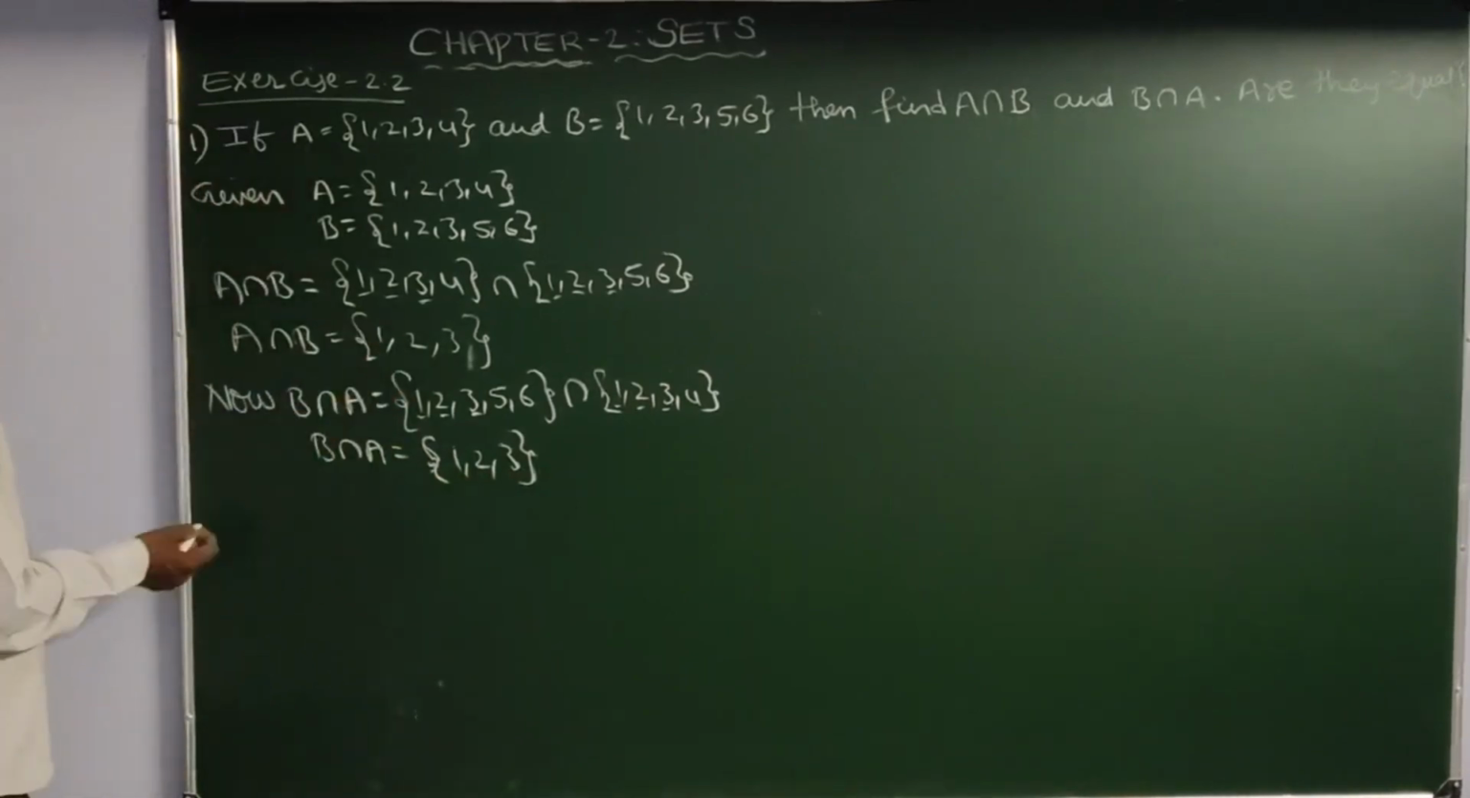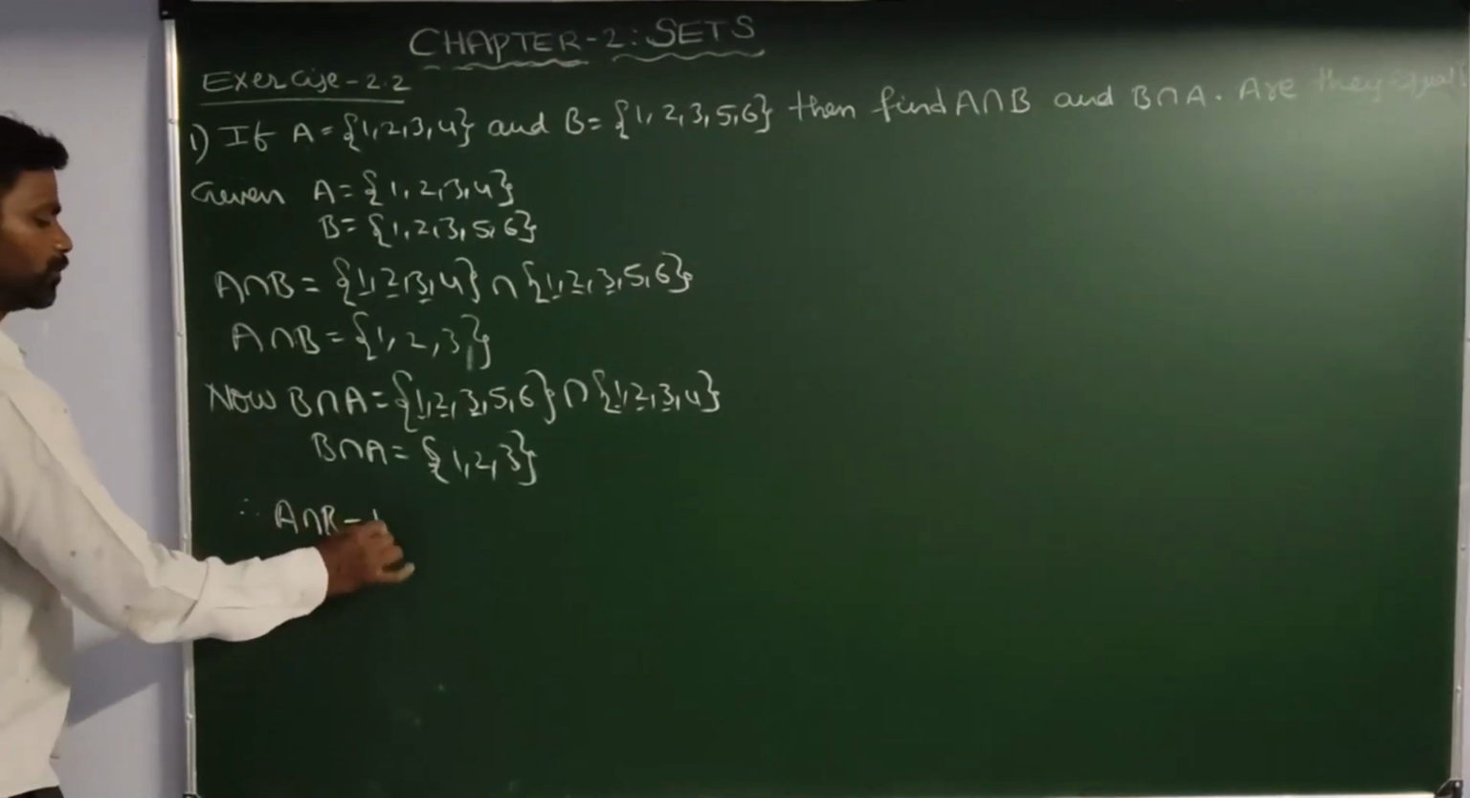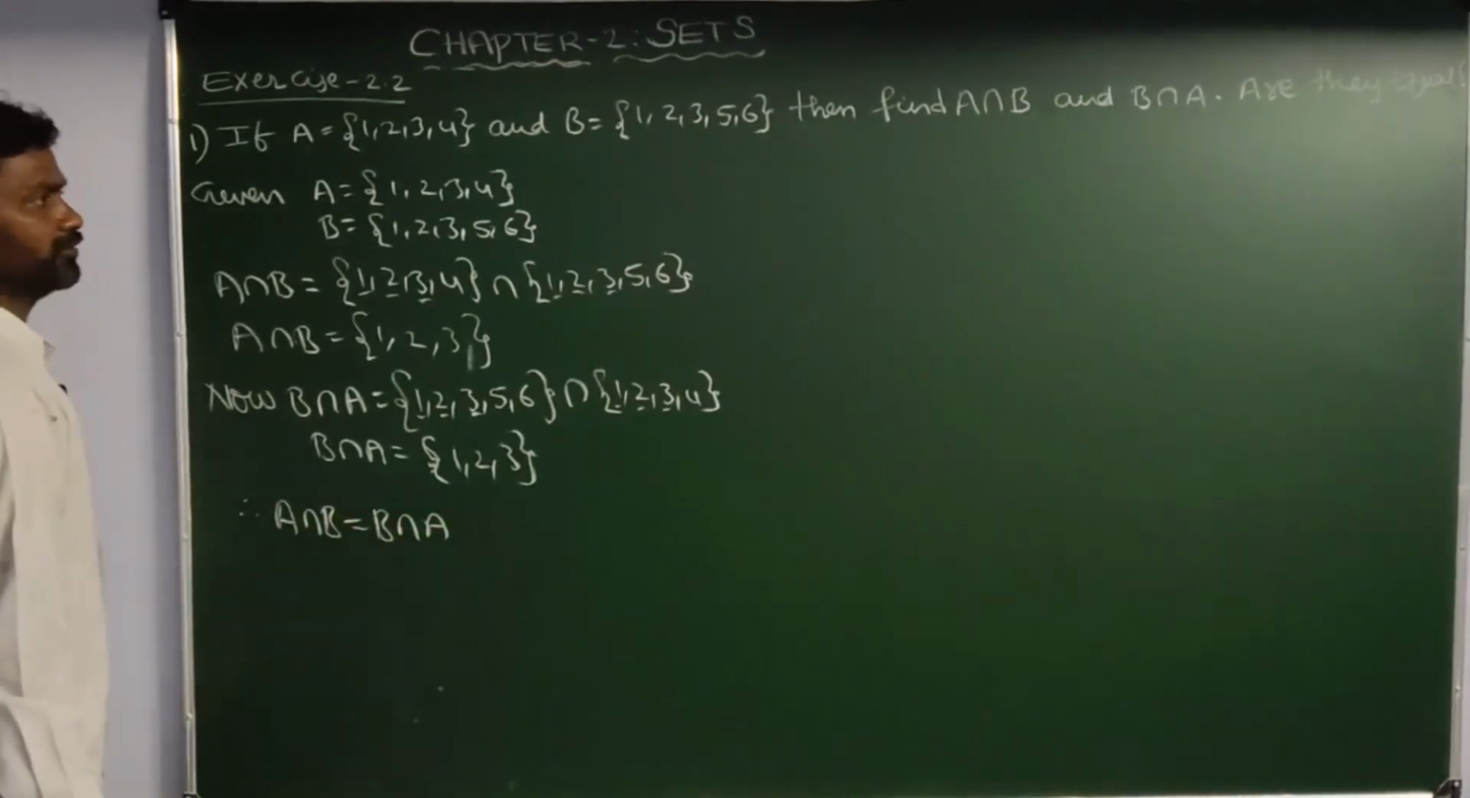So A intersection B is also equal to {1, 2, 3}. Therefore, can we say that A intersection B is equal to B intersection A? Yes, they are equal. That is your answer.